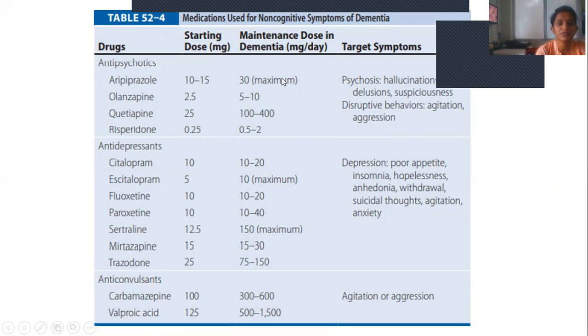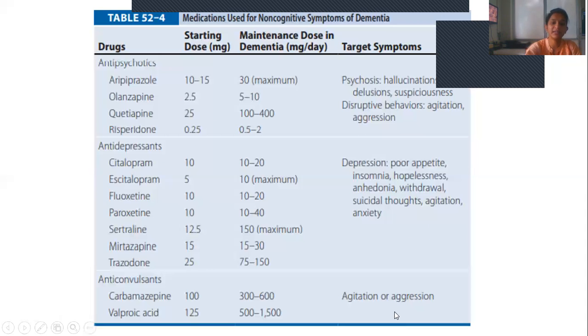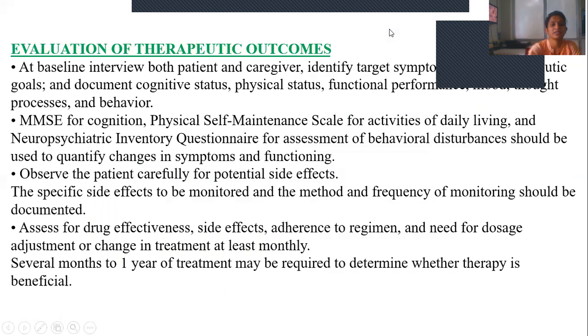The target symptoms of antipsychotics: the patient should be relieved from delusions, suspicions, disruptive behaviors, agitation, and aggression. Antidepressant target symptoms are poor appetite, insomnia, hopelessness, anhedonia, withdrawal, suicidal thoughts, agitation, and anxiety. All these should be decreased. And for anticonvulsants, agitation and aggression should be decreased. So this is all about the different medications that can be used for non-cognitive symptoms of dementia.